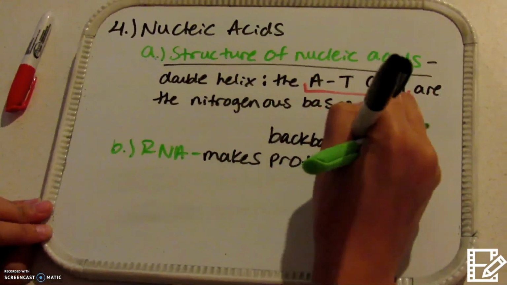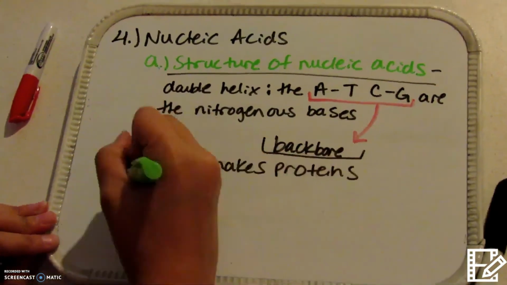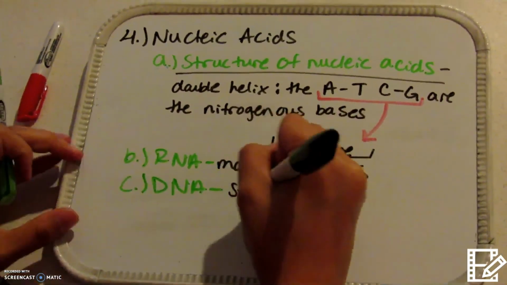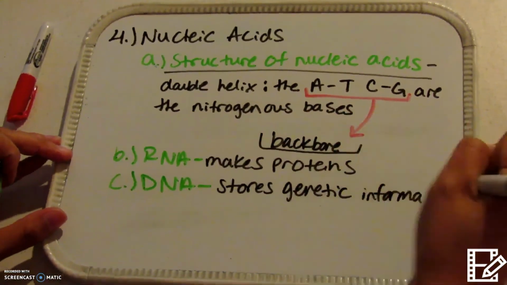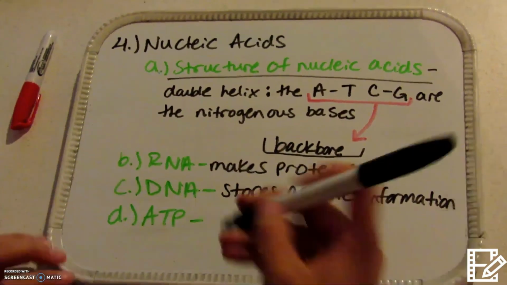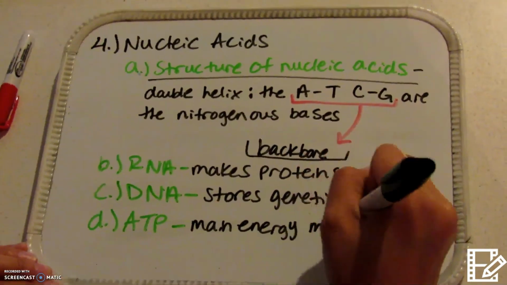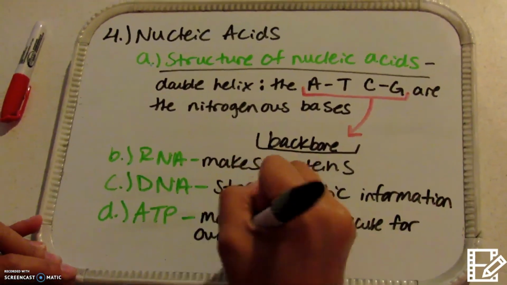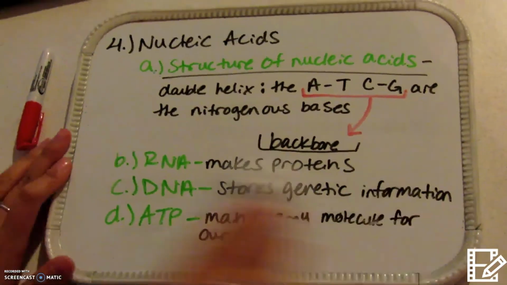Next is RNA. RNA makes proteins. DNA stores genetic information, and ATP is the main energy molecule for our body. This is the end of the Chapter 2 outline.